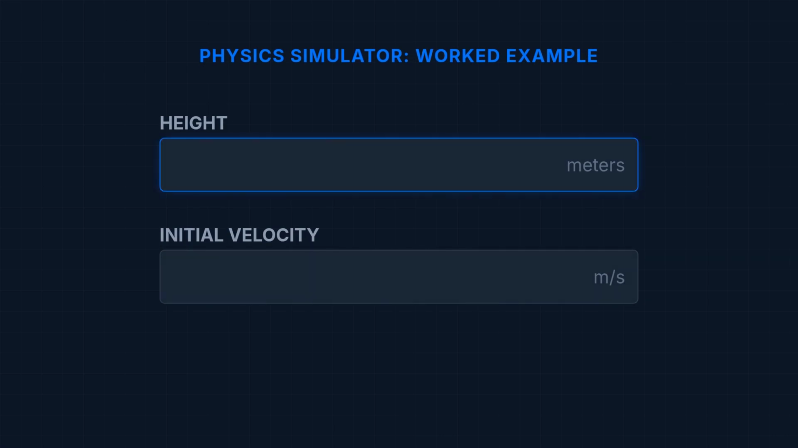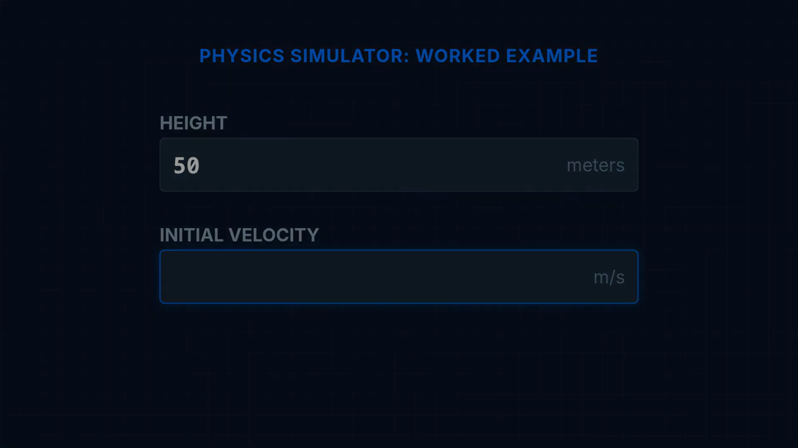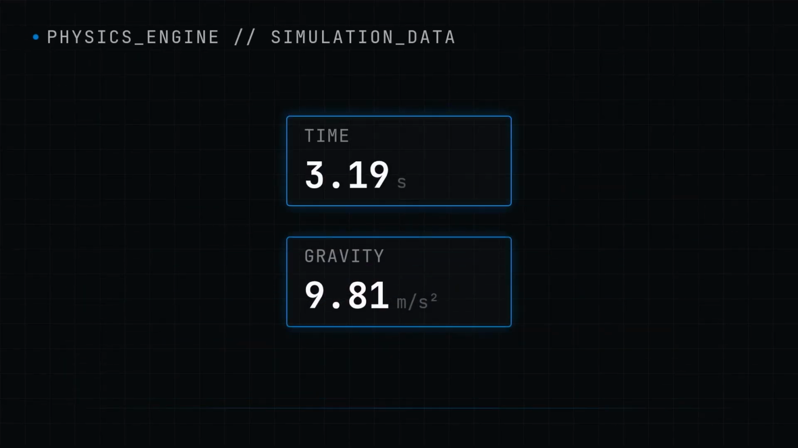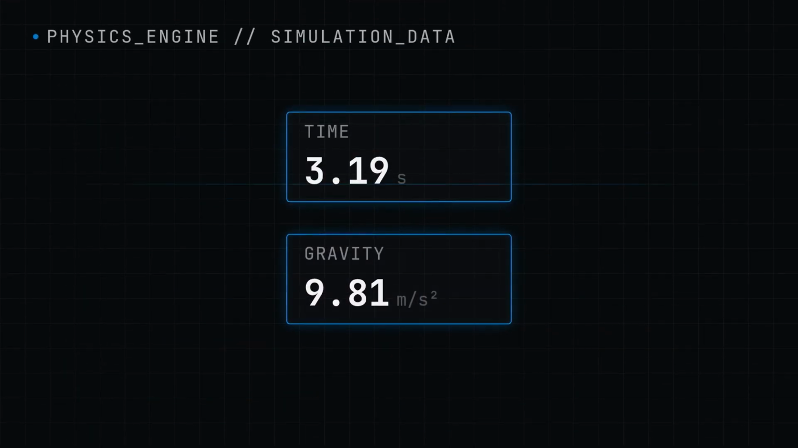I'll input height equals 50 meters, initial velocity equals 10 meters per second, time stays at 3.19 seconds, and gravity remains at 9.81 meters per second squared. After clicking calculate, we get our results.